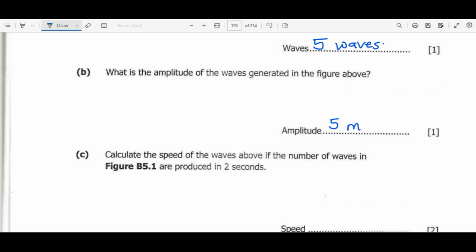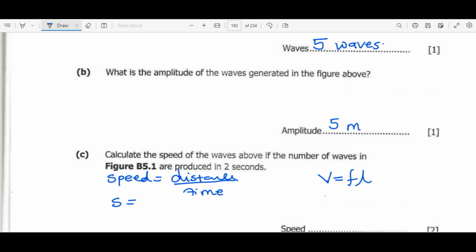Now we move on to question C. Calculate the speed of the waves above if the number of waves in figure B 5.1 are produced in 2 seconds. So we have 2 formulae that we can use. The first one, speed is equal to distance over time taken, or we can say speed or velocity is equal to frequency multiplied by lambda. So let's see if we can find the same answer. Let's begin with this one.